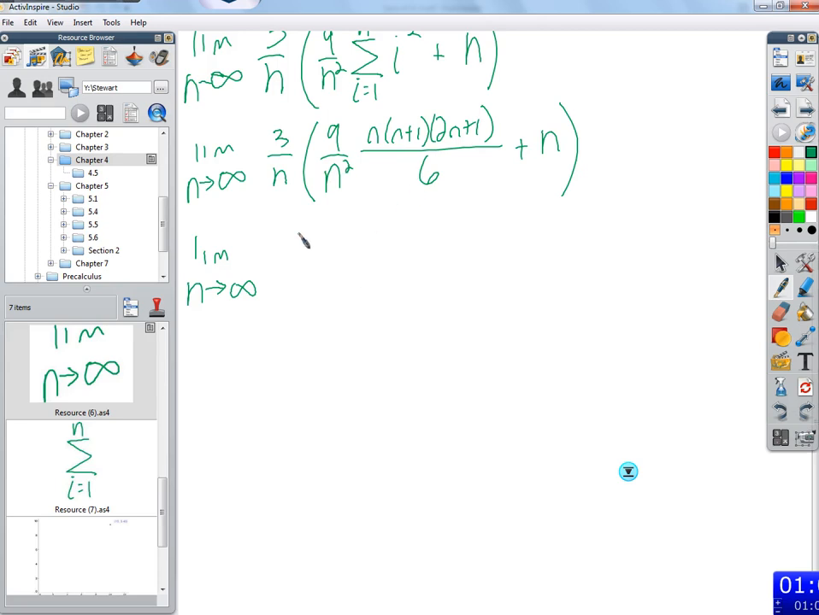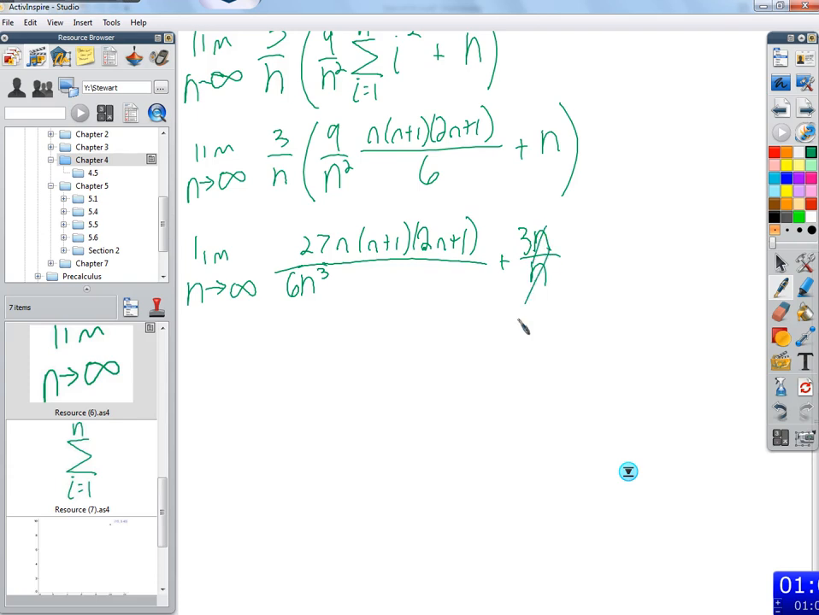We'll multiply this in, distribute this in. We'll get 27 over n cubed times n plus 1 times 2n plus 1. I guess I should have put a 6 right there, 6n cubed in the denominator. And then we'll distribute the 3 over n. So here we get 3n over n. This one's simple. We can just cancel out the n's, and that would just be 3.